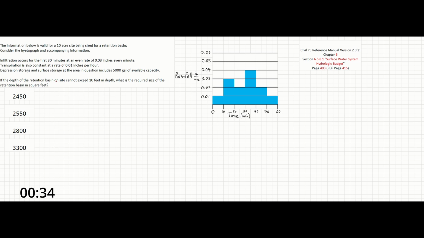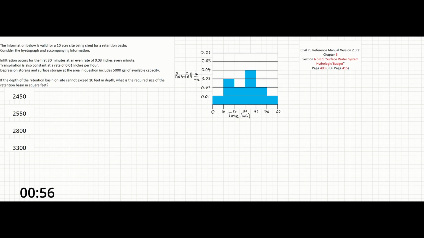If the depth of the retention basin on site cannot exceed 10 feet in depth, what is the required size of the retention basin in square feet? So over here we have our hyetograph. We can see the y-axis is in inches per minute and the x-axis is in 10-minute increments of time.